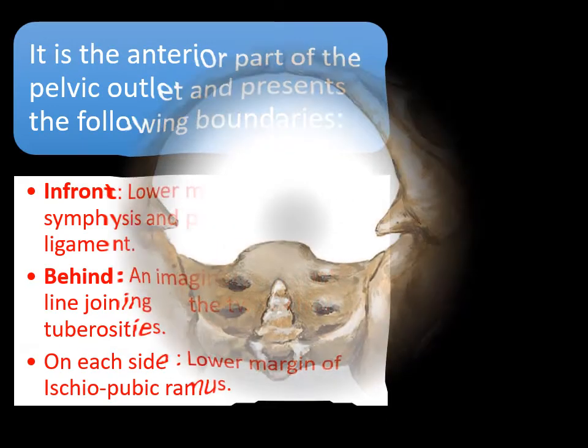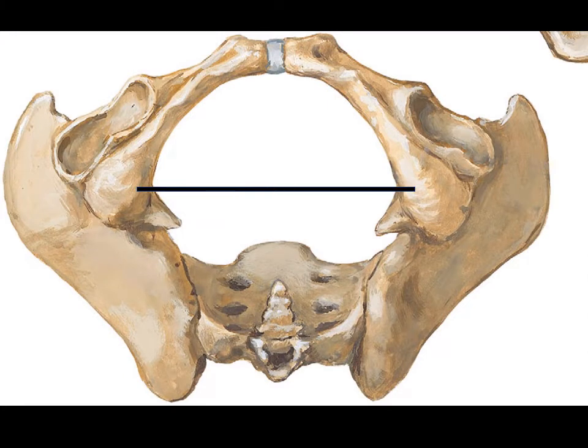Let us see that. So at the anterior margin we can identify the pubic symphysis, and here we can identify the arcuate pubic ligament. And posteriorly we are drawing an imaginary line which is joining the two ischial tuberosities. And laterally, on either side, we can see the ischiopubic ramus.